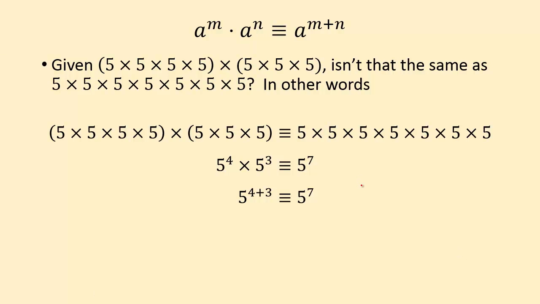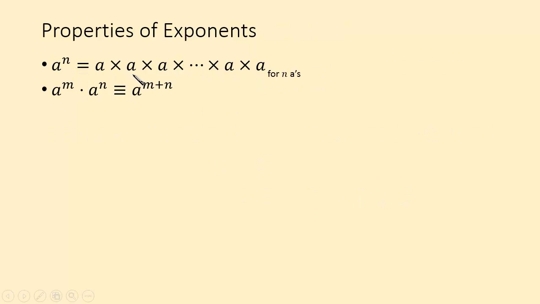Let's say we have 6 to the 5th times 6 to the 8th. Well, that's going to be 6 to the 13th. This should be very obvious. This multiplication has 5 6's in it. This multiplication has 8 6's in it. In all, you have 13 6's in the multiplication. Okay, so now we have two properties. a to the m times a to the n is identical to a to the m plus n.